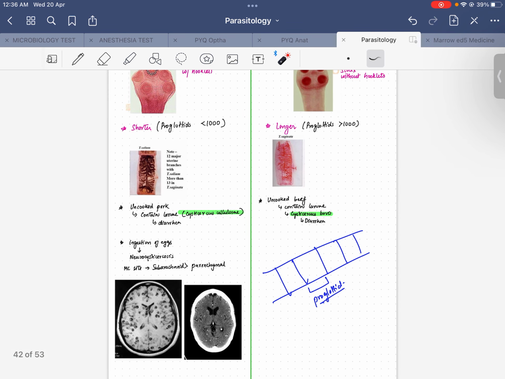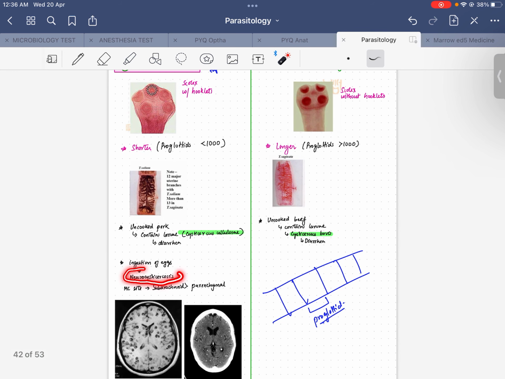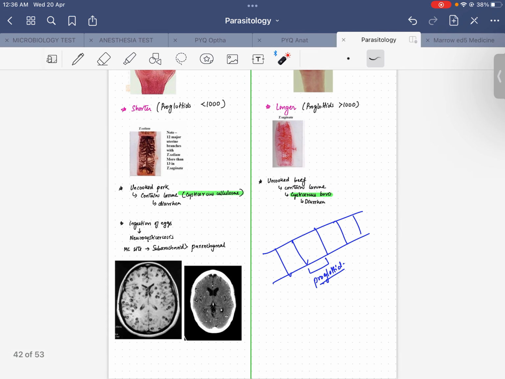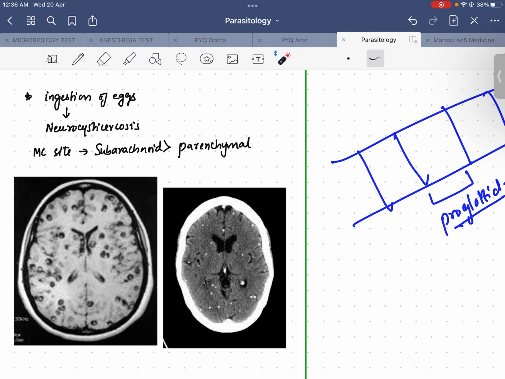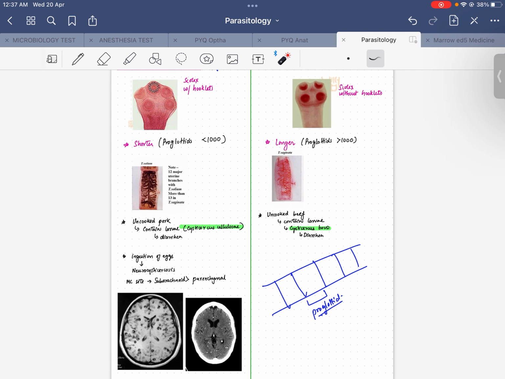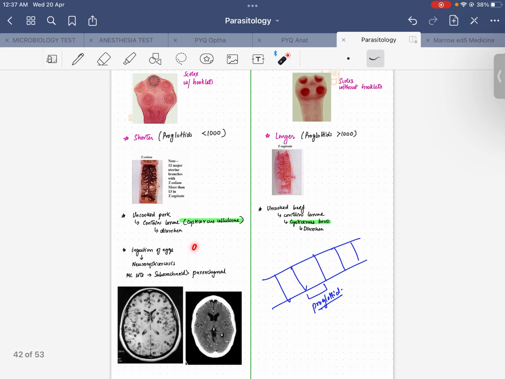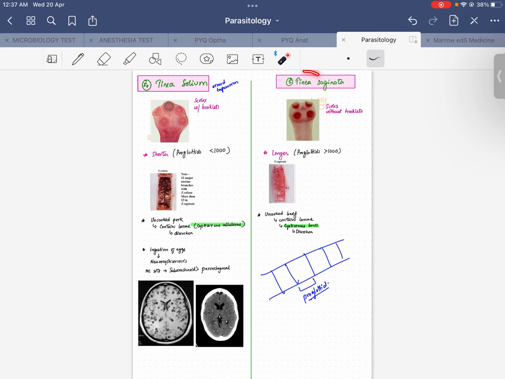Whenever you ingest the larva, both of them present with diarrhea. When you ingest the eggs of solium, that time you get neurocysticercosis, which will have the starry sky appearance, right? So neurocysticercosis is by ingestion of the eggs of solium. Most common site of neurocysticercosis is the subarachnoid. If you ingest the eggs of saginata, nothing happens, okay?